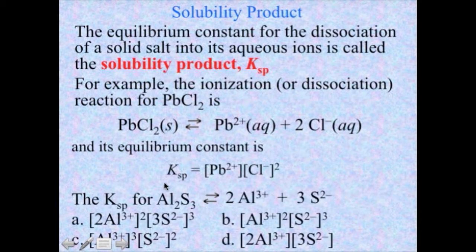So the Ksp, the equilibrium constant, is equal to the concentration of lead ion times the concentration of chloride ion squared. So let's see if you can determine what the mass action equation for the dissociation of aluminum sulfide would be: A, B, C, or D. Well, if you chose B, you would be correct. It's going to be the concentration of aluminum ion squared times the concentration of sulfide ion cubed.